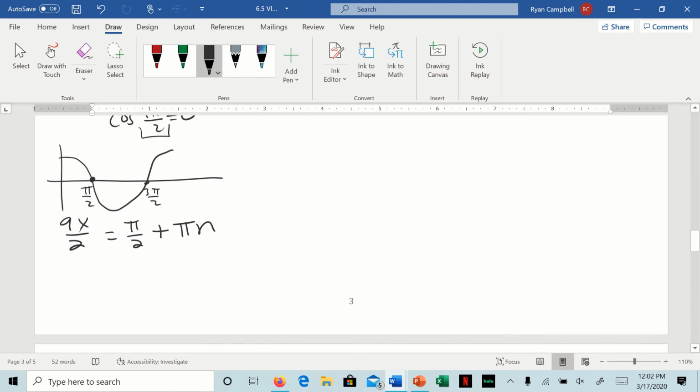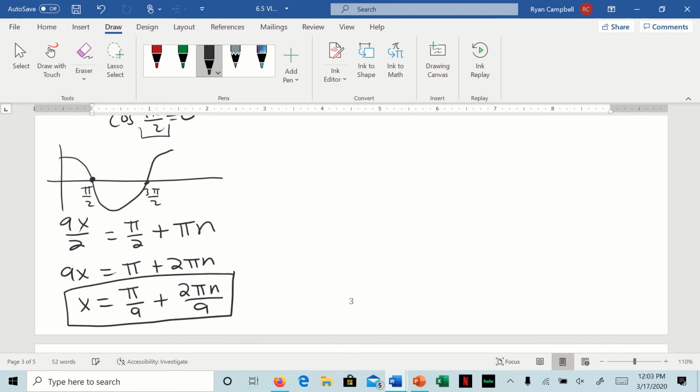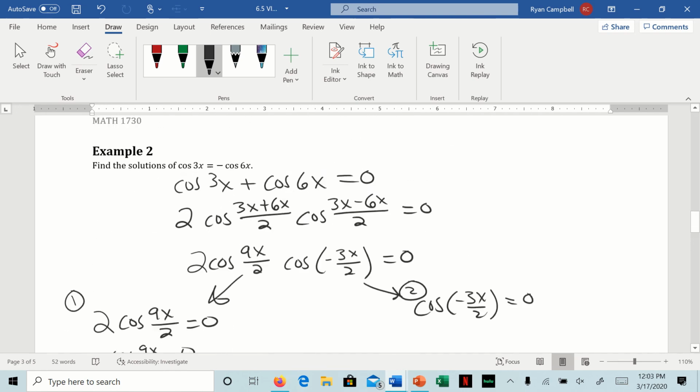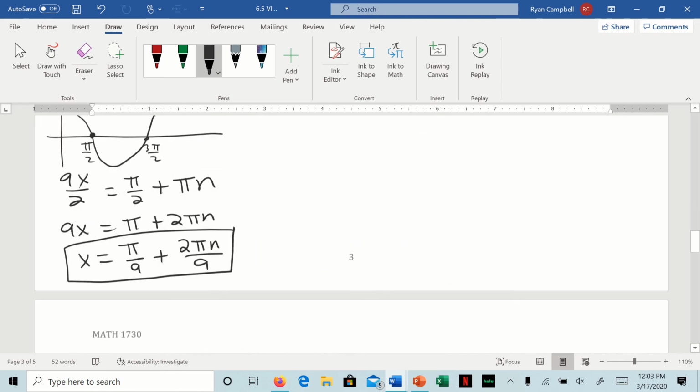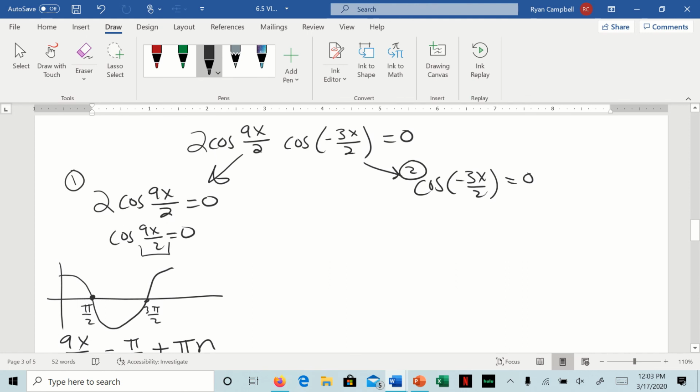All right. So we multiply everything by 2, and we end up with 9x equals pi plus 2 pi n. Then we can divide everything by 9. So we get pi over 9 plus 2 pi n over 9. And was there an interval this time? No, there was not. So we are good. That's where we can stop. That is our answer, or an answer. Now let's look at the second one.